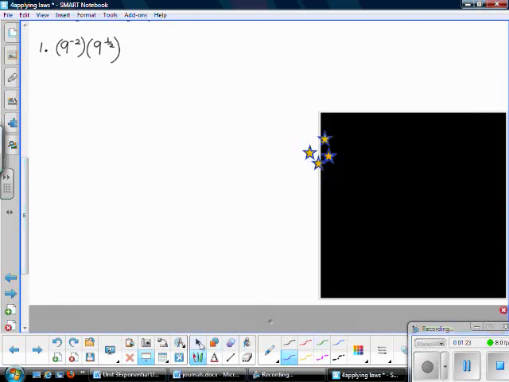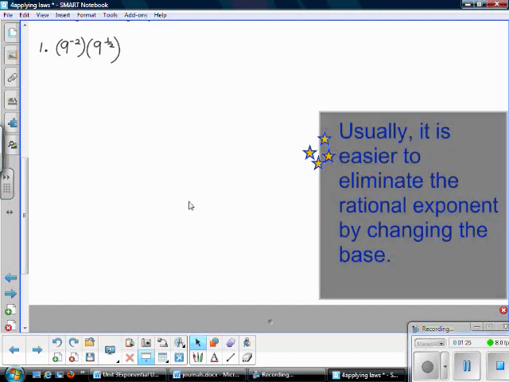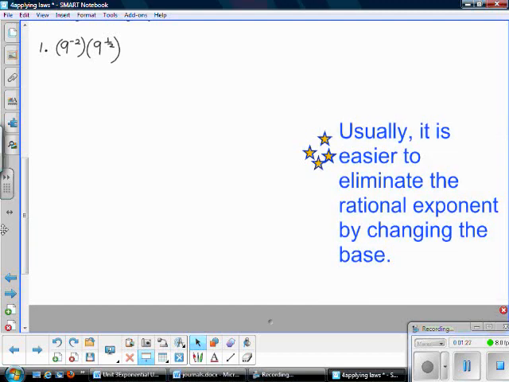And I have a box hidden in here, and it says, usually it's easier to eliminate the rational exponent by changing the base. So remember, we changed the base in part 1. So I can change the base, and usually that will help me get rid of that rational right away. Now you can see, for instance, in this example, I already have the same base. Both of them are to the base of 9.